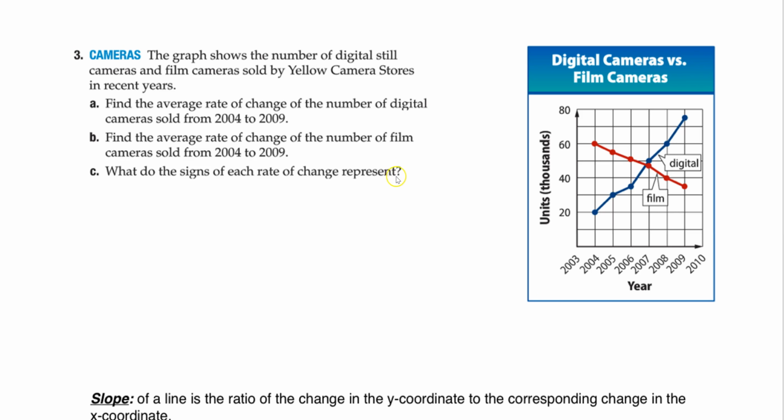The graph shows the number of digital still cameras and film cameras sold by Yellow Camera stores in recent years. Find the average rate of change in the number of digital cameras from 2004 to 2009. So here's our graph. Digital is the blue one. We're going to start at 2004, which is 20, but in thousands. So this is going to be our x's. This is my y1. So we're going to look at the point 2004 and 20. And then we go all the way to 2009 right here. So that's x2. My y2, let's say 76. Let's round it.